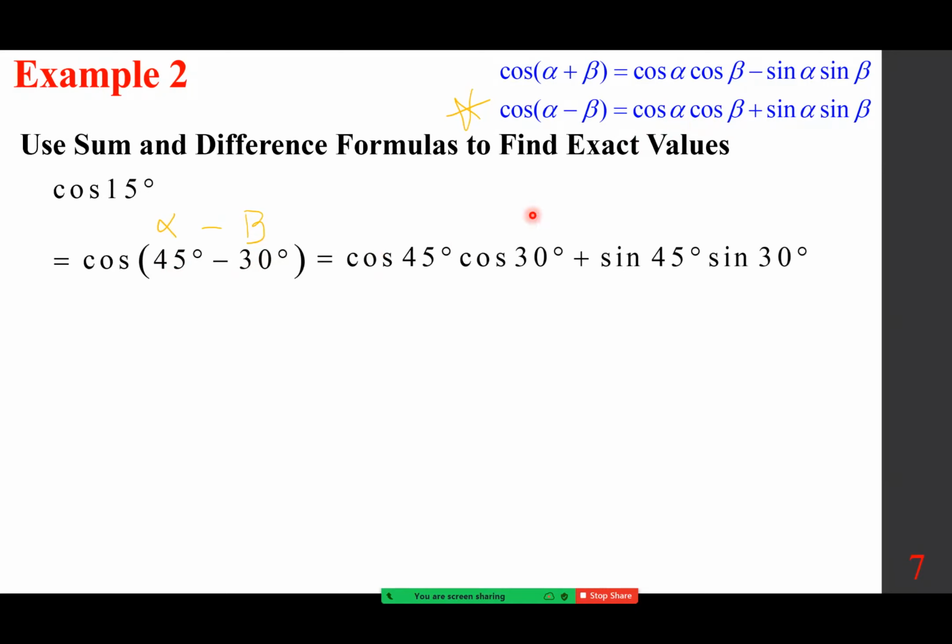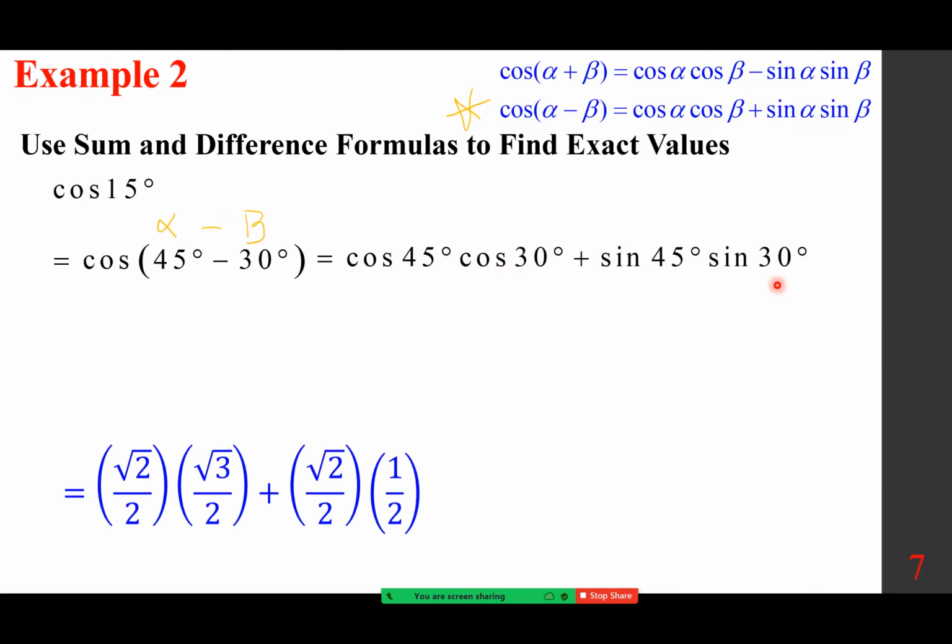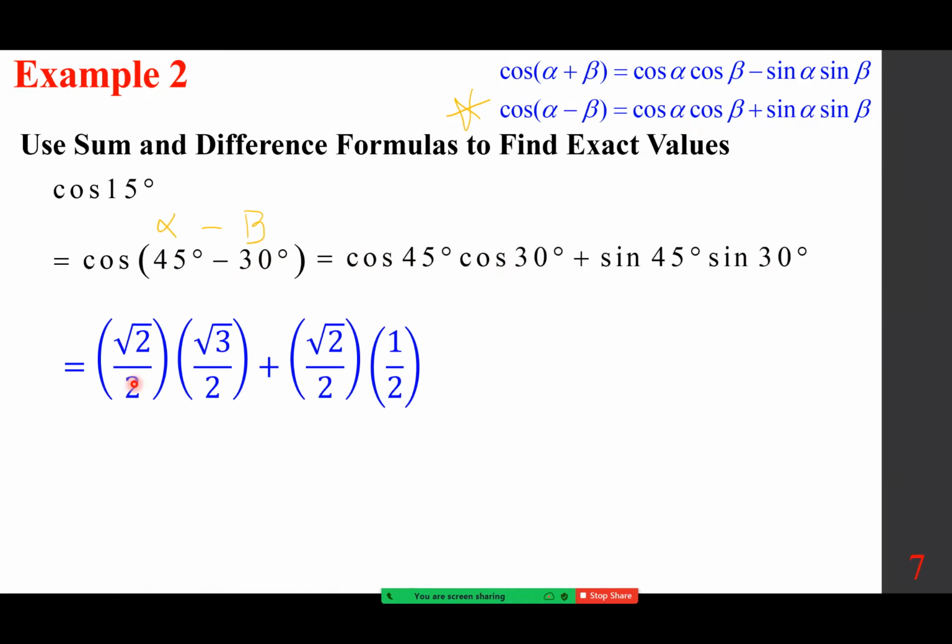Again, cosine of 45 and sine of 45, both of them are square root of 2 over 2. Cosine of 30 is square root of 3 over 2, and sine of 30 is 1/2. In both cases, the denominator is 4. This one, the product, is square root of 6. This one is square root of 2, put a plus sign in between, over 4. And we are done. And note that, by the way, pi over 12 is 15 degrees.